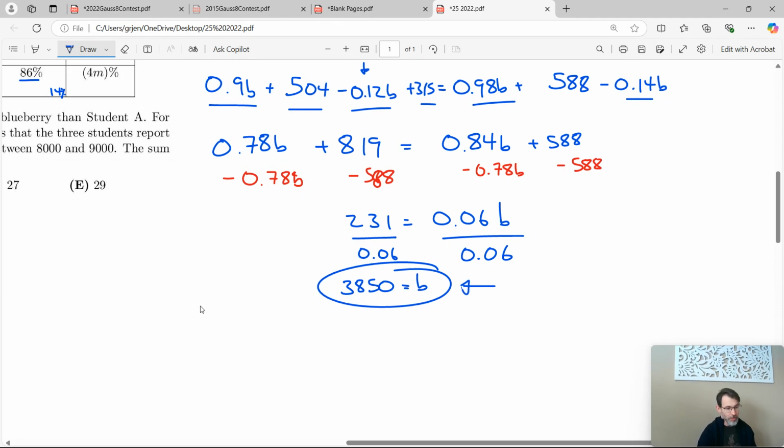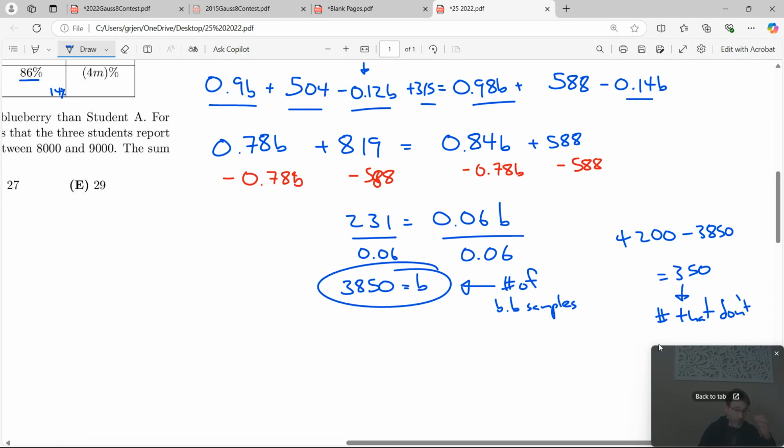And so this is the number of blueberry samples. And by extension, 4200 minus 3850 equals 350. This is the number that don't have it.